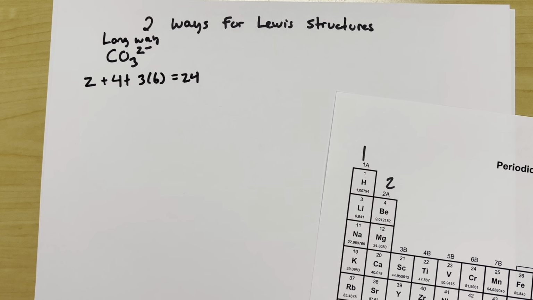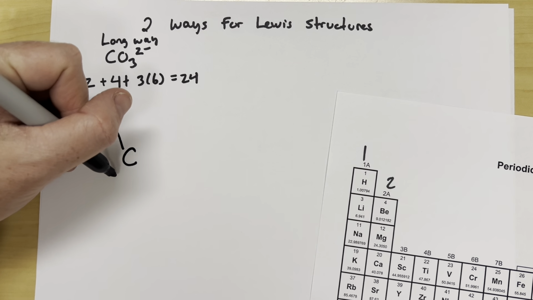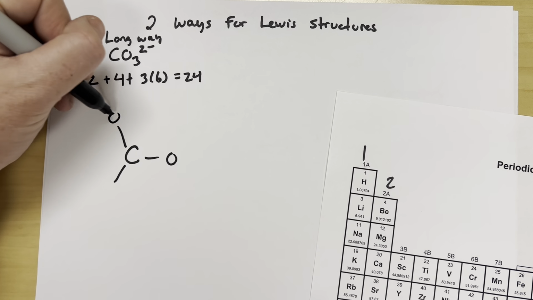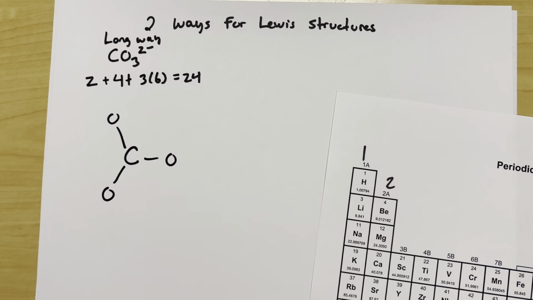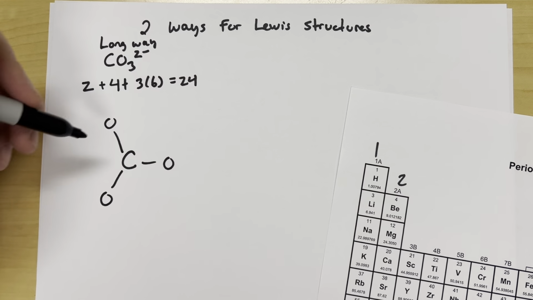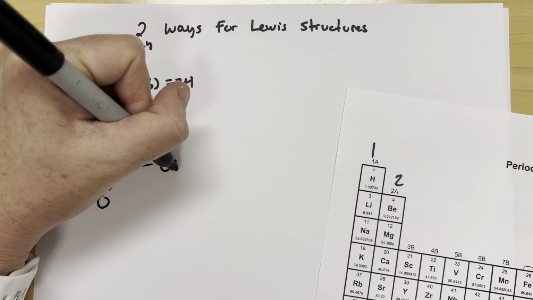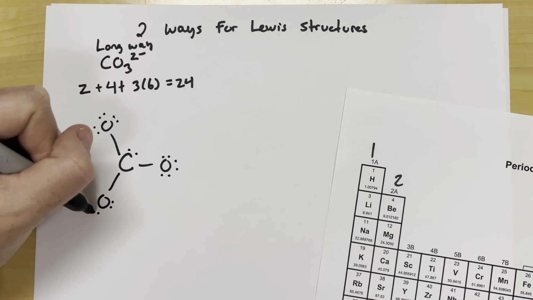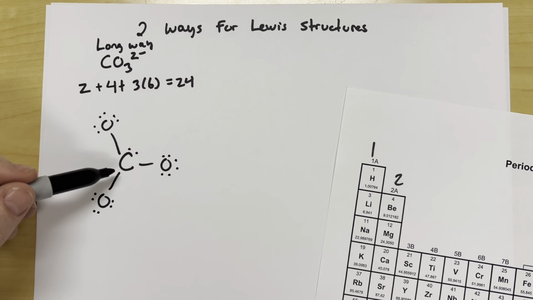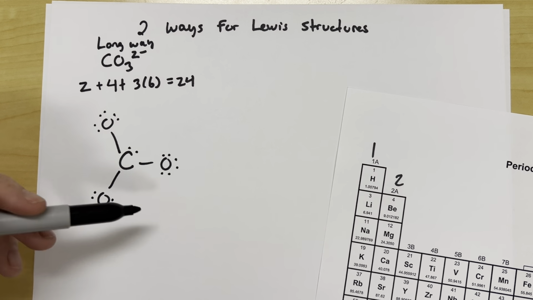Then we put the carbon in the center. We bonded everything. The carbon is in the center because it's the least electronegative thing. And then we went around and we gave everything an octet. So now the carbon is 2, 4, 6, 8. Everything has an octet, right? And we're like, oh, that's so pretty.